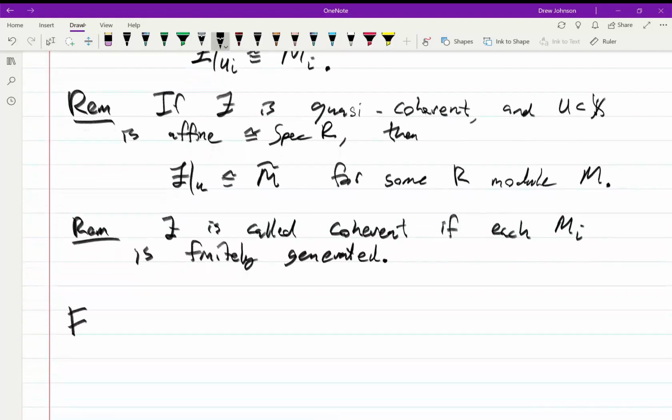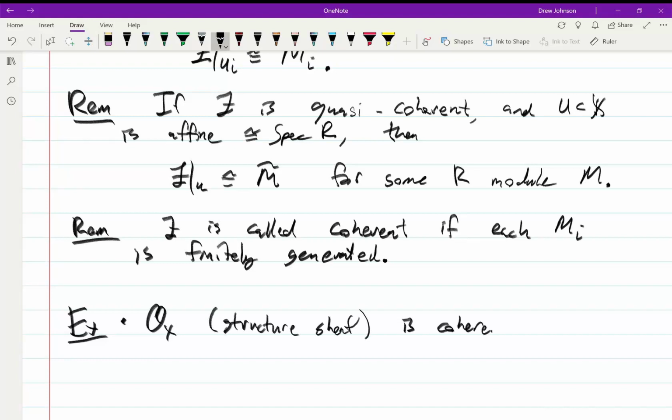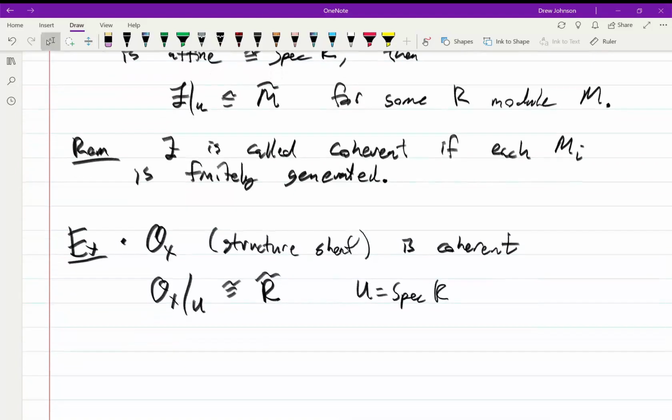All right, so let's look at some examples. So of course, O_X, the structure sheaf, is coherent. Because O_X restricted to U is just going to be isomorphic to R tilde, right, where U is Spec R. All right, so I think we already sort of mentioned that.